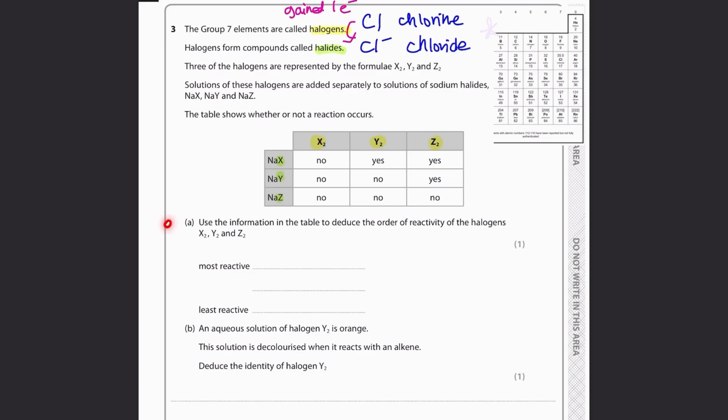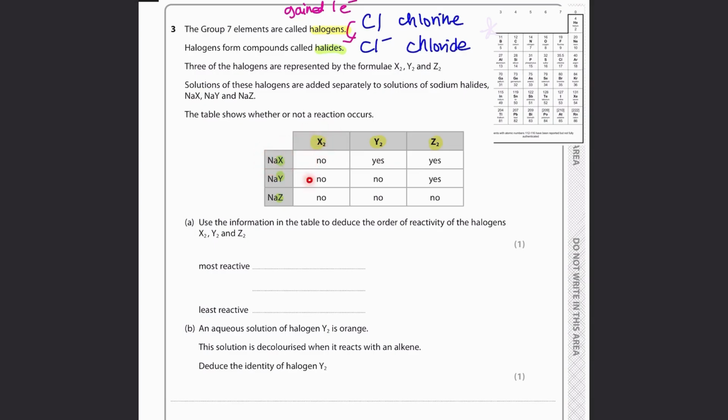Use the information in the table to deduce the order of reactivity of the halogens. So you need to think very systematically. You need to think, why is there yes and no in this table? So why is there no reaction for this column? There's only 2 reasons that something would not react. Either it is not reactive enough, or it will not react with itself. So this first no is because X2 is not going to react with itself. It's not going to react with X. So that's why this is no.